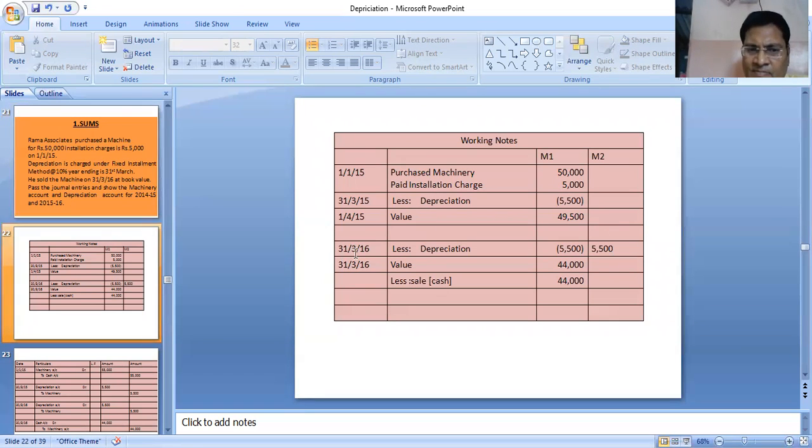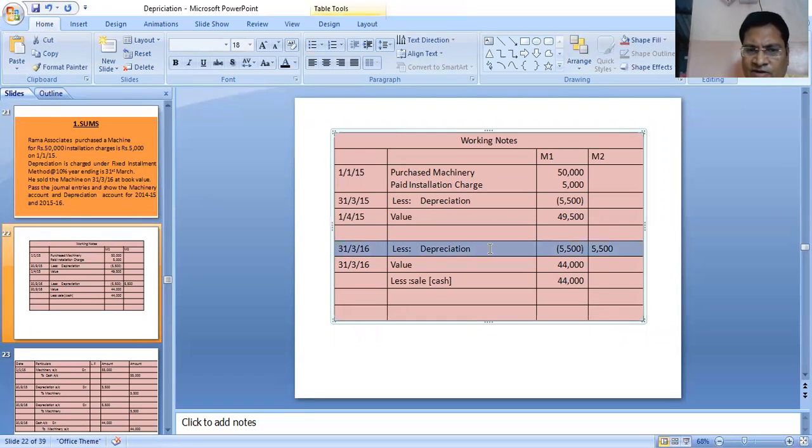Now next year again depreciation is charged on 31st March. It is the same depreciation because it is under the straight line method. On the original value you have to charge the depreciation of 10%, so 5,500 is the depreciation again. There is no second machine, so nothing to write for a second machine. The value of the asset becomes 49,500 minus 5,500, that is 44,000.